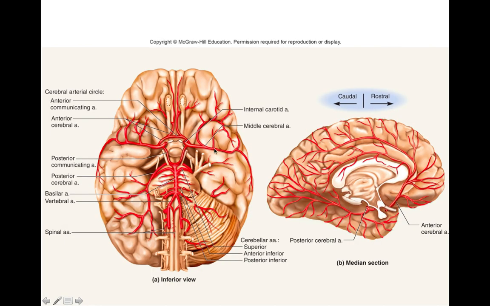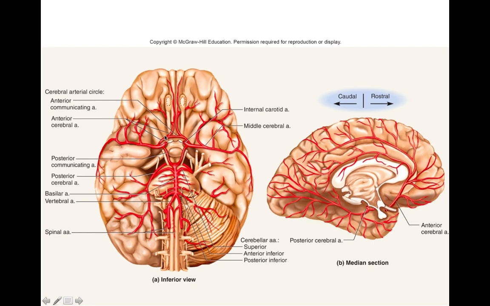Here you can follow that internal carotid artery all the way into the brain. So this is an inferior view of the brain right here. You can see that internal carotid artery. And this circle on the inside right here is called the circle of Willis, or the cerebral arterial circle. And it just makes sure that even if you were to have a blood clot anywhere here, you're still going to be able to find other pathways in order to make sure that your brain has an excellent blood supply.